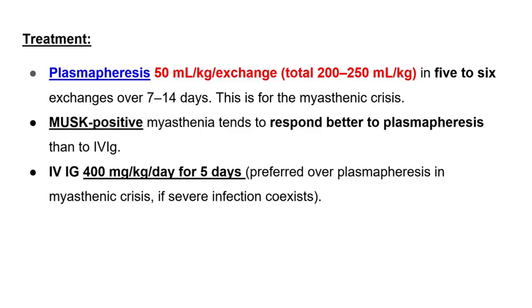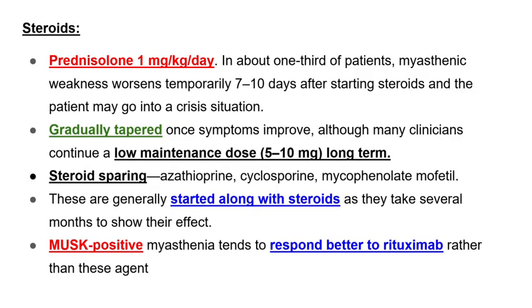Treatment: plasmapheresis 50 ml per kg per exchange, a total of 200 to 250 ml per kg in 5 to 6 exchanges over 7 to 14 days. This is for myasthenic crisis. MuSK positive myasthenia tends to respond better to plasmapheresis than to IVIG. IVIG 400 mg per kg per day for 5 days is preferred over plasmapheresis in myasthenic crisis if severe infection coexists.